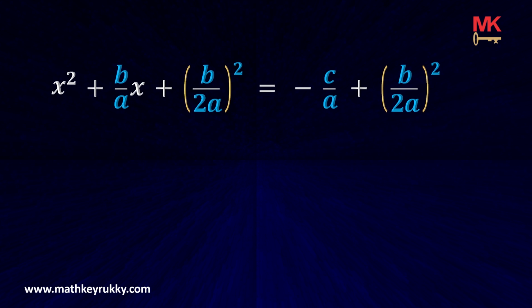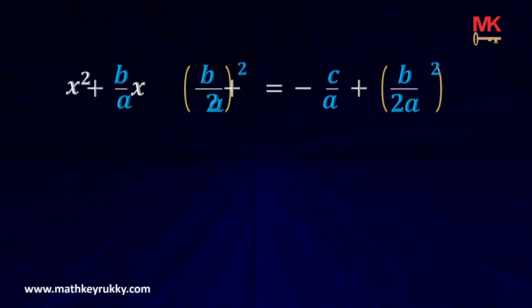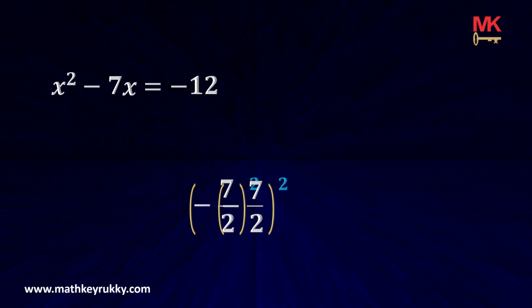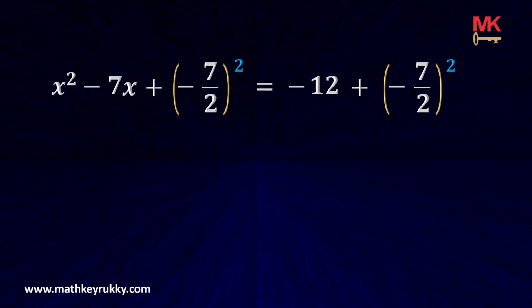To make sure that you understand exactly what we are saying, let us solve a couple of quadratic equations using completing the square method. First is to move the constant term plus 12 to the right-hand side of the equation. Step 2. The coefficient of x squared is already 1, so we do not need to divide through by that. Step 3. The coefficient of x is negative 7, and half of this is negative 7 over 2. We take the square of this and add this result to both sides of the equation.